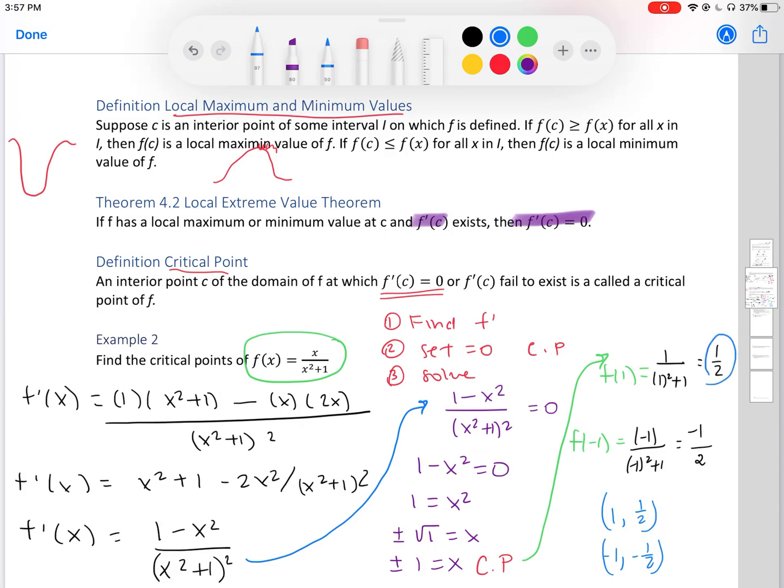Now we look at the outcome. The one that's more positive would be higher, and this would relate to a maximum, and the outcome that's negative would be lower on the graph, thus being a minimum. So that first point, (1, 1/2), would be a maximum, and the point (-1, -1/2) would be a minimum.